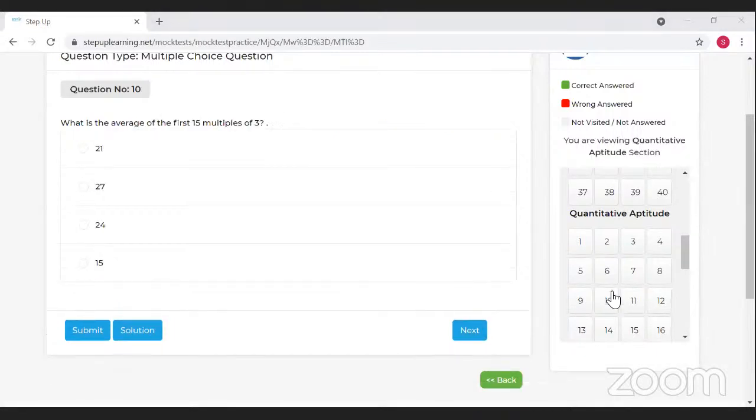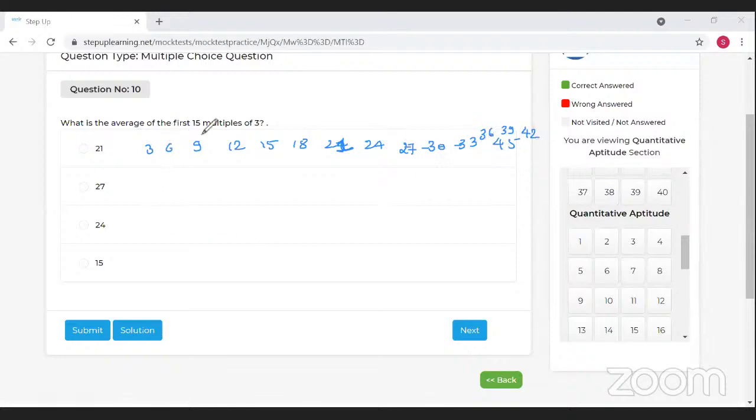Hasib Ahmad, see, what is the average of the first 15 multiples of 3? So the first 15 multiples of 3 will be what? 3, 6, 9, 12, 15, 18, 21, 24, and so on. 15 into 3 is 45, right? I'll write a few more: 27, 30, 33, 36, 39, 42, and then 45. That's 1, 2, 3, up to 15.